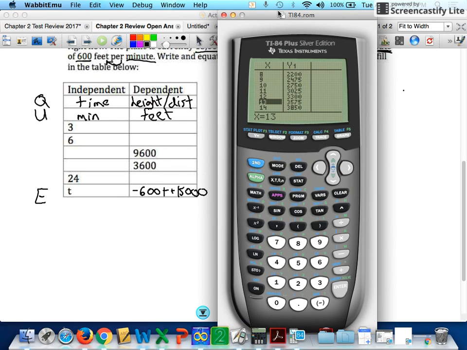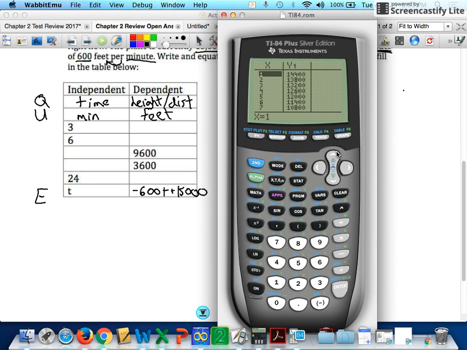We go into our calculator here. We want to type it in, so we clear out whatever we were using last. We want negative 600x, and we do plus 15,000. So it's way up there in the air, okay? We hit enter. Now we want to look at the table of values, second table.